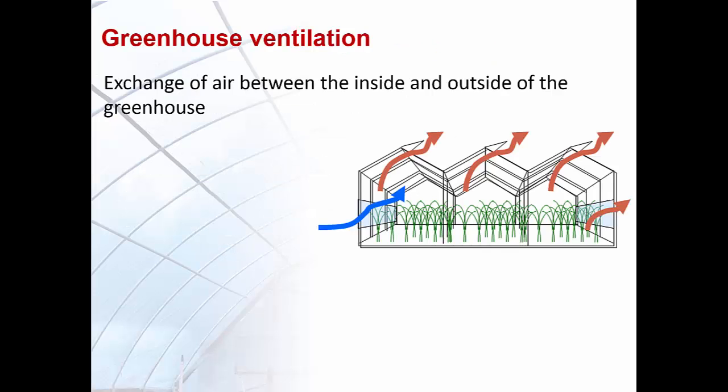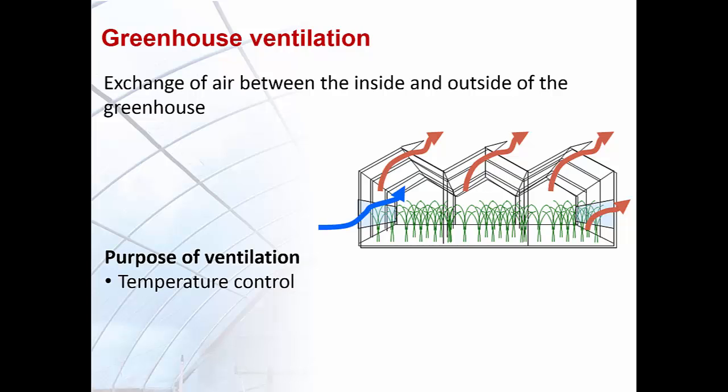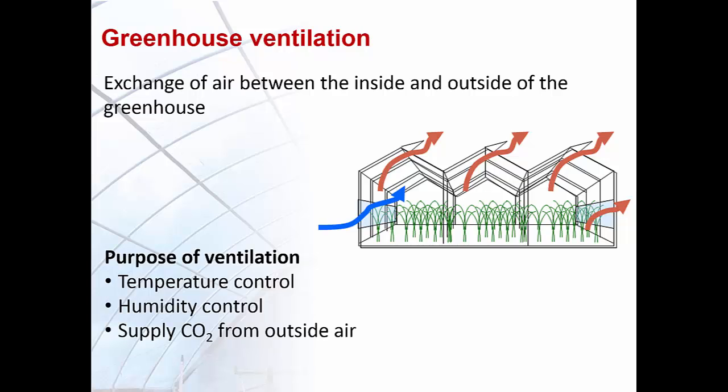Greenhouse ventilation is an exchange process of air between the inside and outside of the greenhouse system. The purpose of ventilation is to control temperature and humidity in the greenhouse, to supply carbon dioxide from outside air, and to reduce the thermal stress on workers.